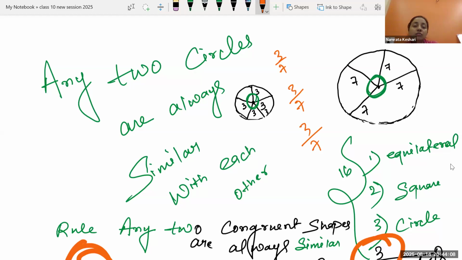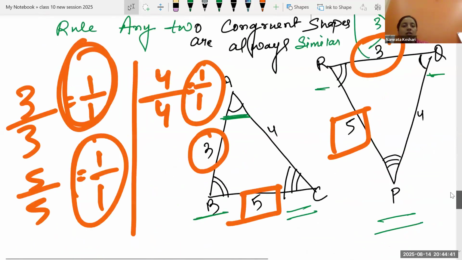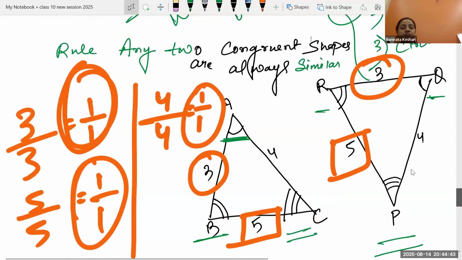That's why we see the angle also. Here the complete angle will be 360. There also the complete angle will be 360. So for circles, you take any measurement for two circles, those two circles definitely will be similar. Clear? Okay, ma'am. So two squares are always similar with each other, two equilateral triangles are always similar with each other, and two circles are always similar with each other. Clear so far? Yes, ma'am.